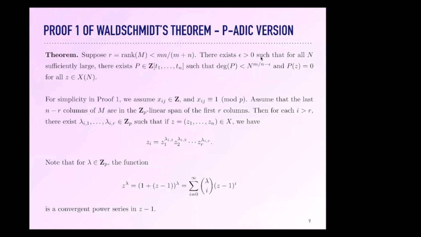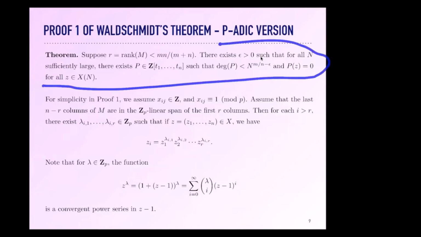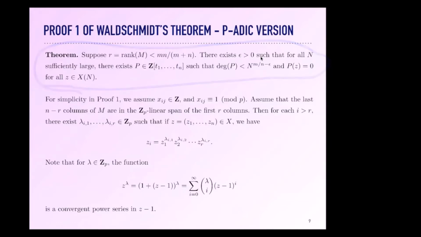So here's the theorem. This is Waldschmidt's theorem. Now everything's p-adic, so we're going to have p-adic logarithms of algebraic numbers. Suppose we have our matrix whose rank is small, less than mn over m plus n. You want to prove that there exists a polynomial with integer coefficients that has degree less than you'd expect in order to have vanishing on all of these points.